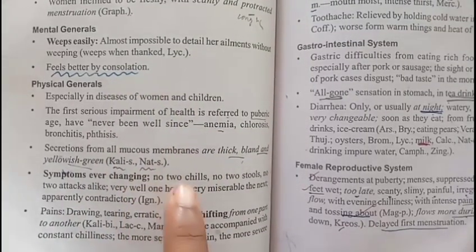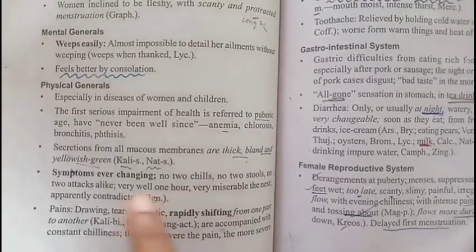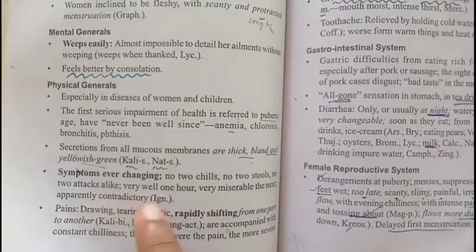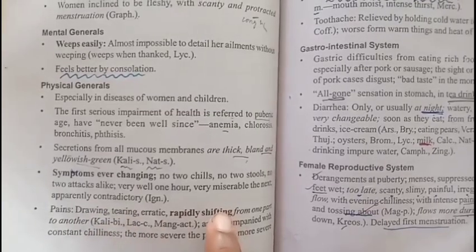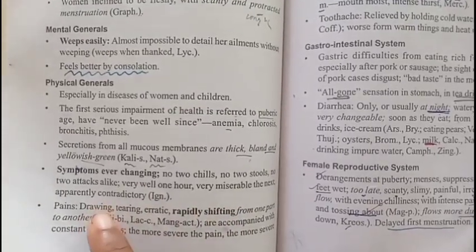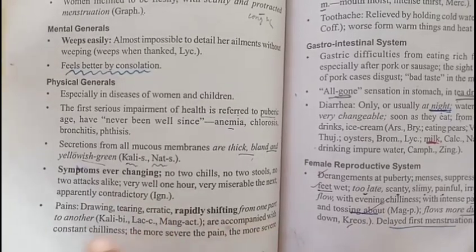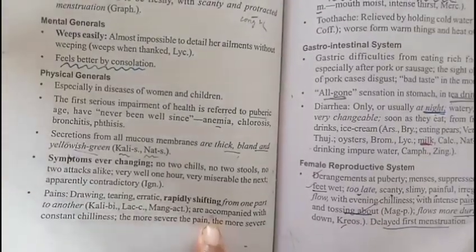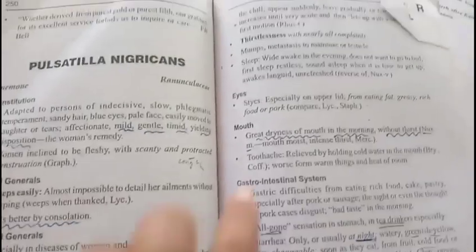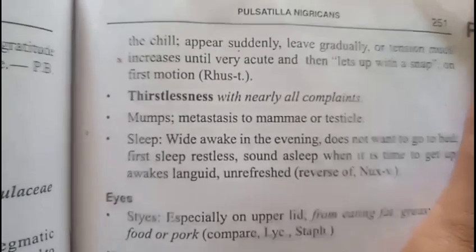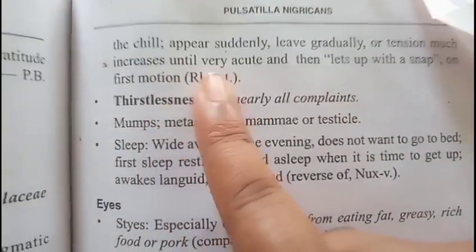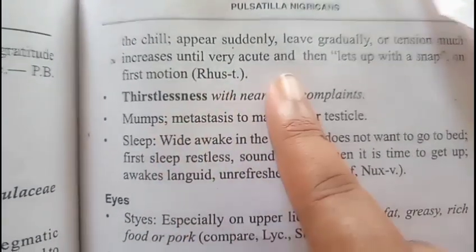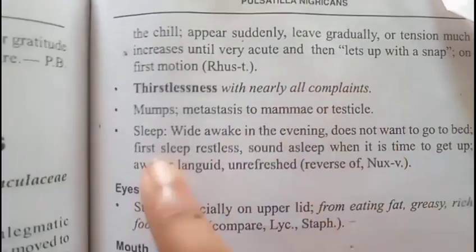For one hour the patient is very well, another hour becomes miserable. Apparently contradictory symptoms like Ignatia. Then pain character like Kali bichromicum, rapidly shifting from one part to another, drawing, tearing, erratic pain, accompanied with chilliness. The more severe the pain, the more the chilliness. Then pain character appears and disappears suddenly, acute, let off with a snap, fast motion. There is aggravation like Rhus tox. Then thirstlessness, in all complaints there is thirstlessness.